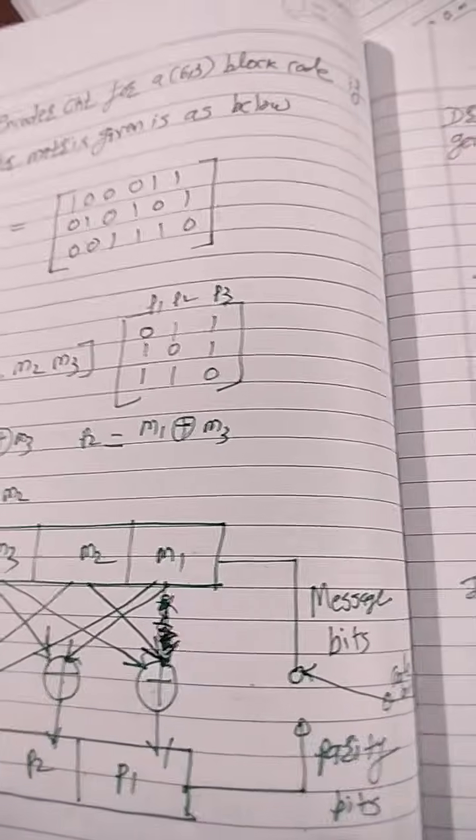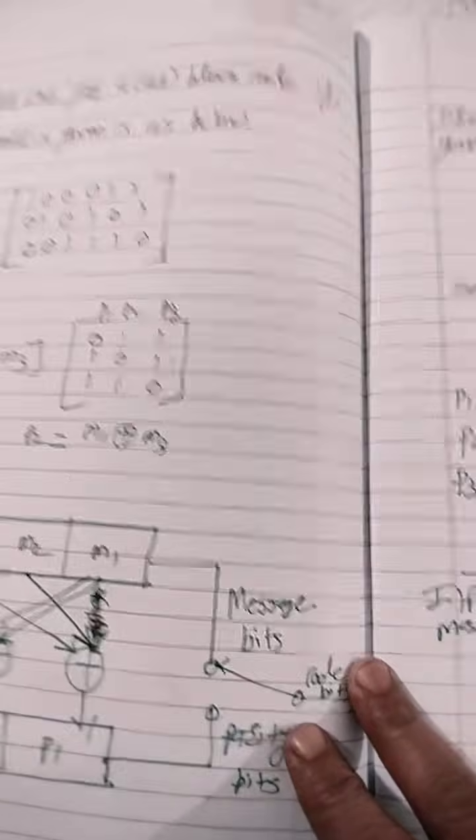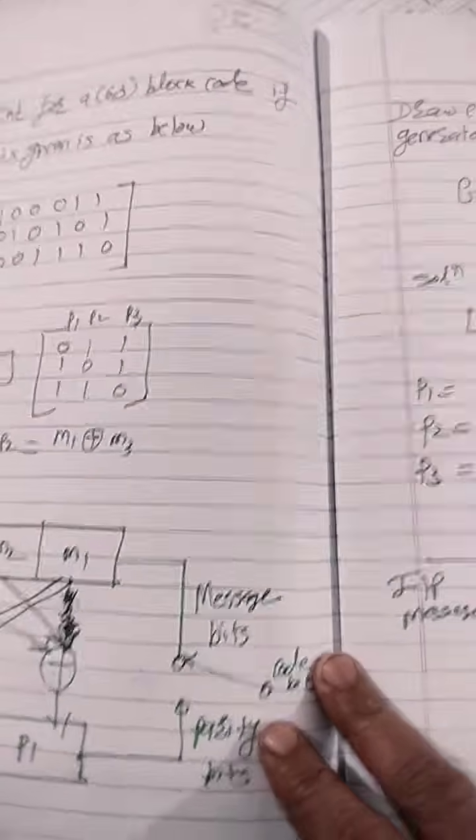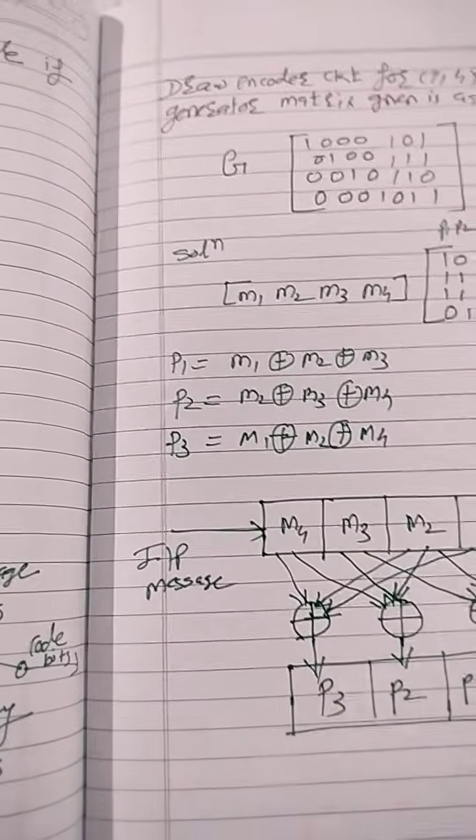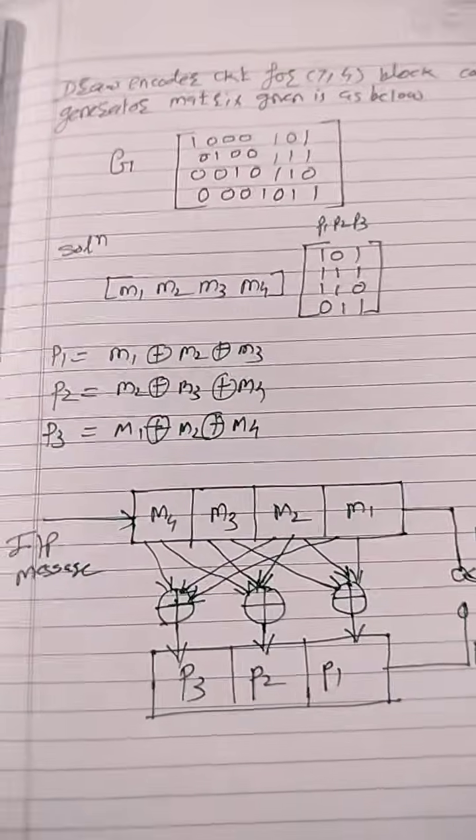the code bits. So we have seen, I think, 5 examples on encoder circuit. So now you have better understood this encoder circuit part of the LBC.